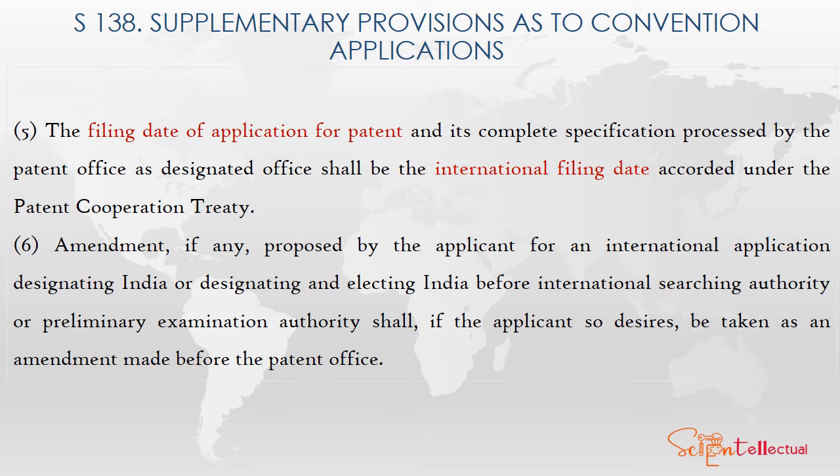Subsection 6. If there is any amendment done or proposed by the applicant for an international application designating India or designating and electing India before the international search authority or preliminary examination authority, it shall be taken as an amendment made before the patent office. So whatever amendment is done or proposed by the applicant, it will be as if it has been done before the patent office. That is, it will be submitted at the patent office.